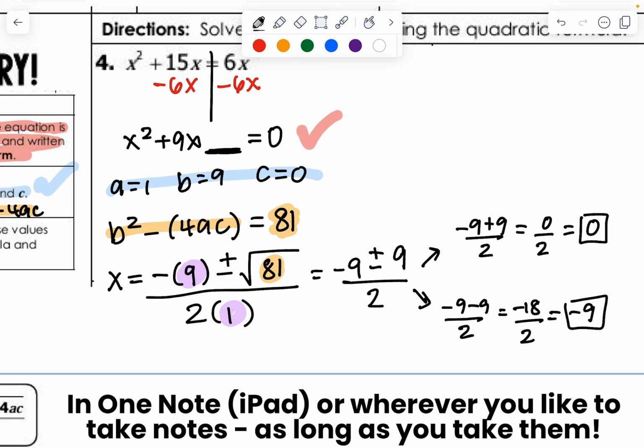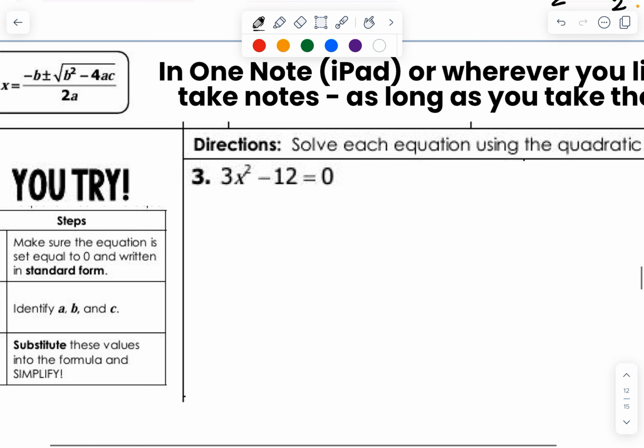Now that we've done problem 4, I'd like you to try problem 3. Hint, one of A, B, or C is 0. Make sure you're careful in figuring out which one it is. And we'll come back and see if you're right.